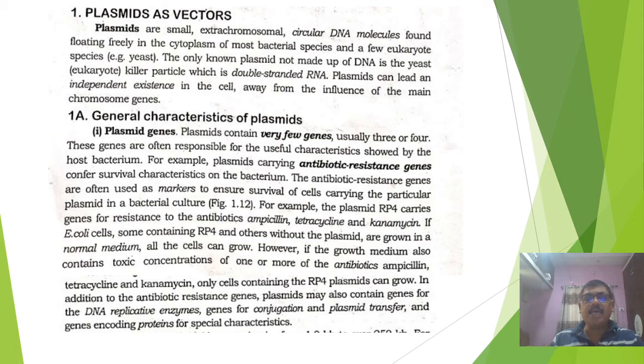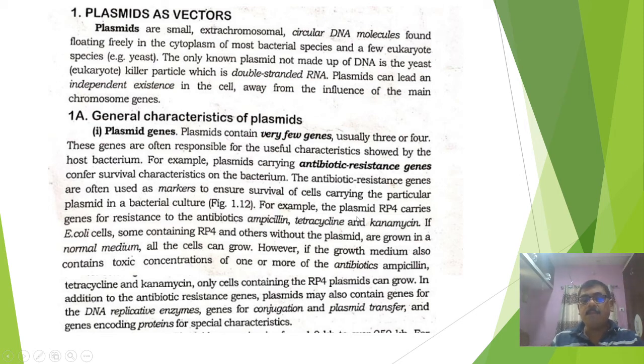These plasmids have very few genes, usually 3 or 4 genes, and they are often responsible for useful characteristics shown by the host bacterium. For example, a plasmid carrying an antibiotic resistant gene, that we have already discussed, confers a survival or beneficial characteristic on the bacterium. The antibiotic resistance genes are often used as markers to ensure the survival of cells carrying the particular plasmid in bacterial culture.